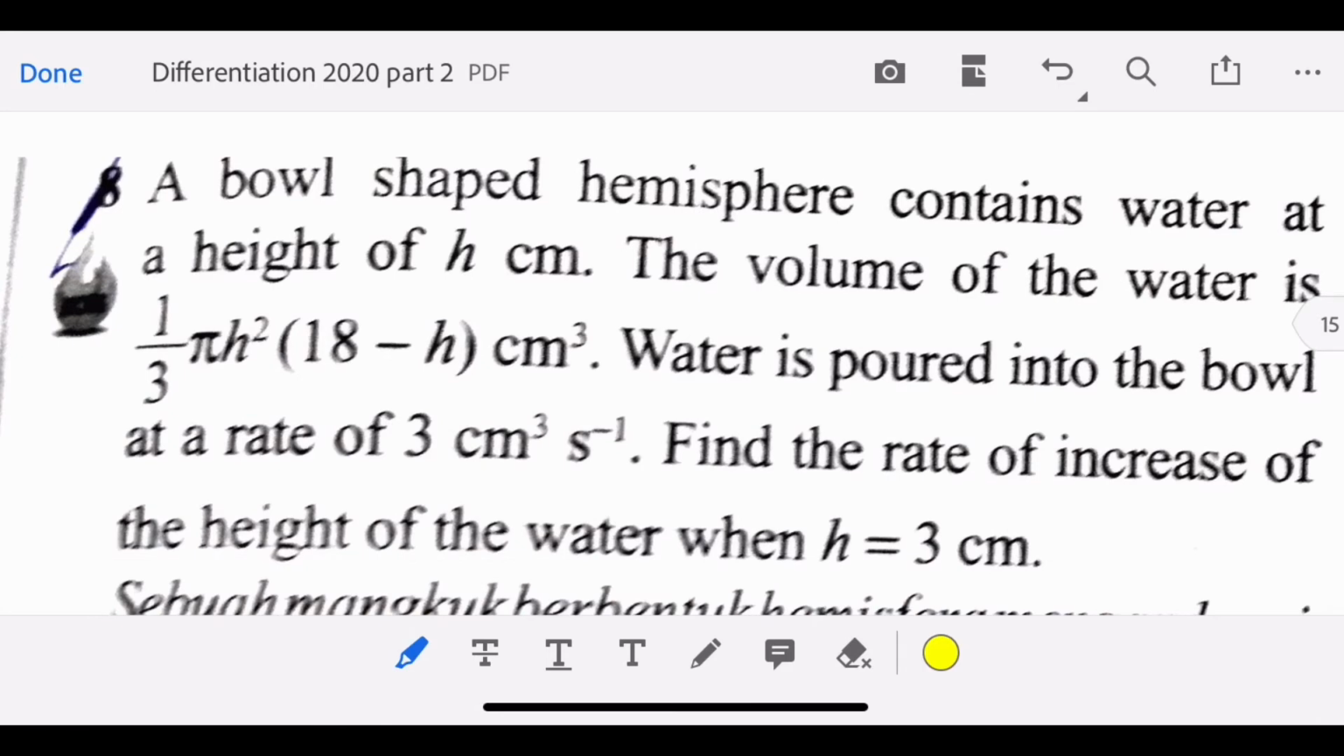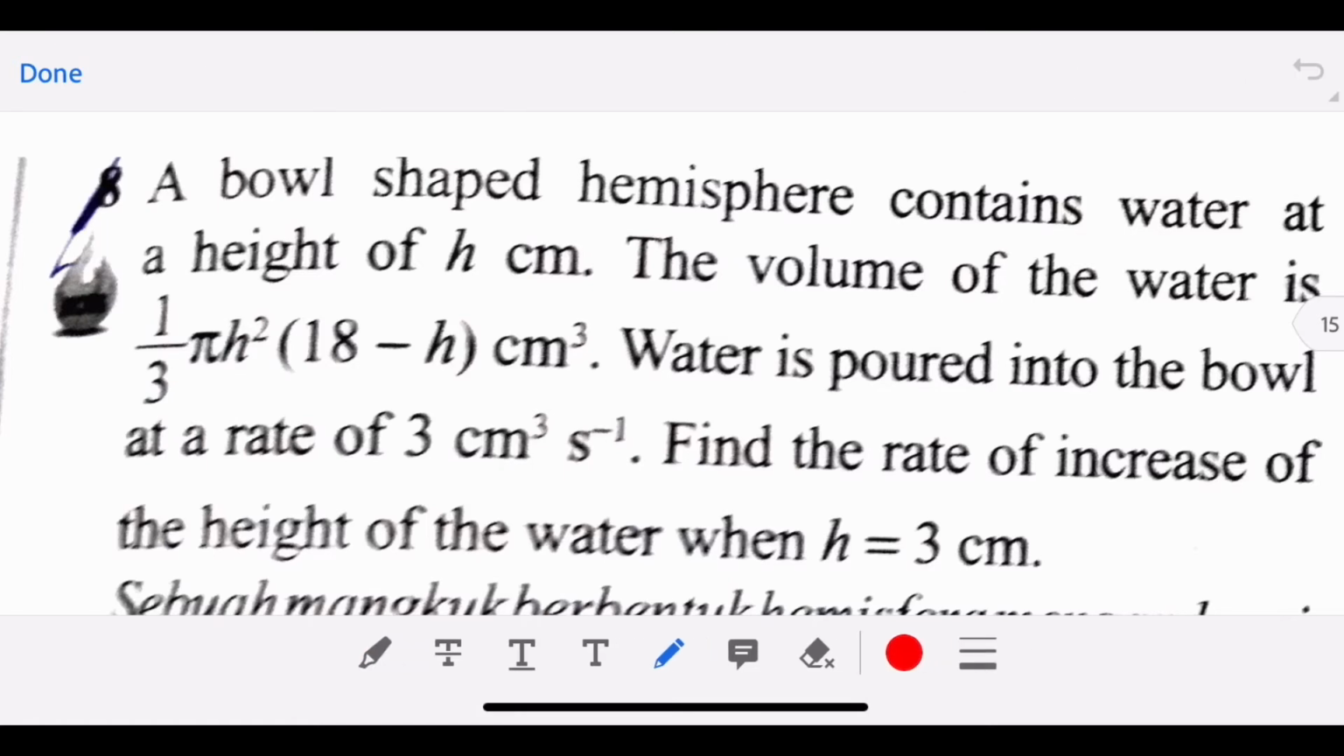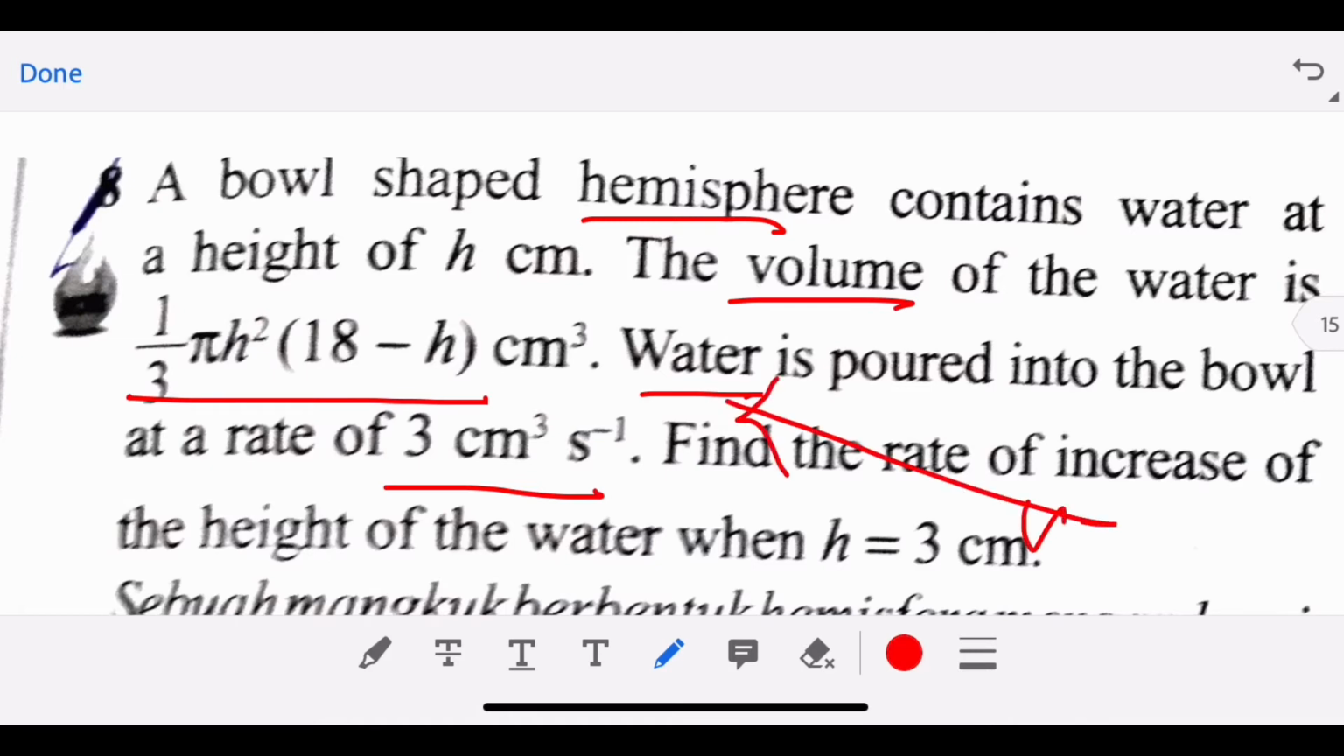Okay, now I would like to discuss one more question, which is: a bowl-shaped hemisphere contains water at the height of h cm. The volume of water is given. So they give you the volume, and the water, when you see water it is always volume, is poured into the bowl at the rate of 3 cubic centimeters per second.